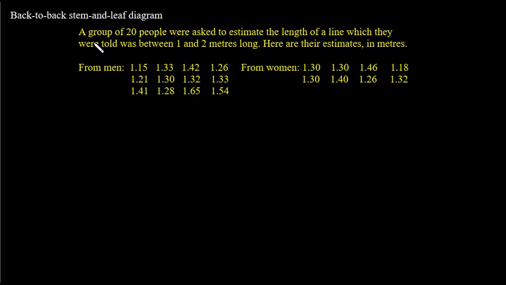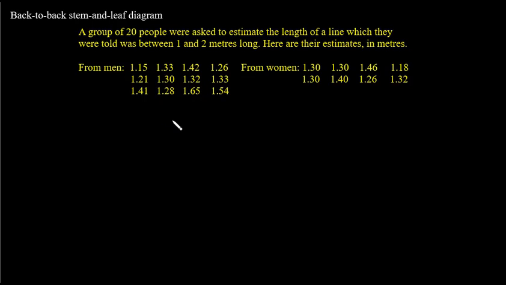For this question, a group of 20 people was asked to estimate the length of a line which they were told was between 1 and 2 meters long. And here are the estimates. We categorize them in two different categories, one for men and one for women. So then we draw something called a back-to-back stem and leaf diagram for two different categories in just one stem and leaf diagram. They will share the same stem, which is the common part, and they will differ by the leaf, which is the specific part.